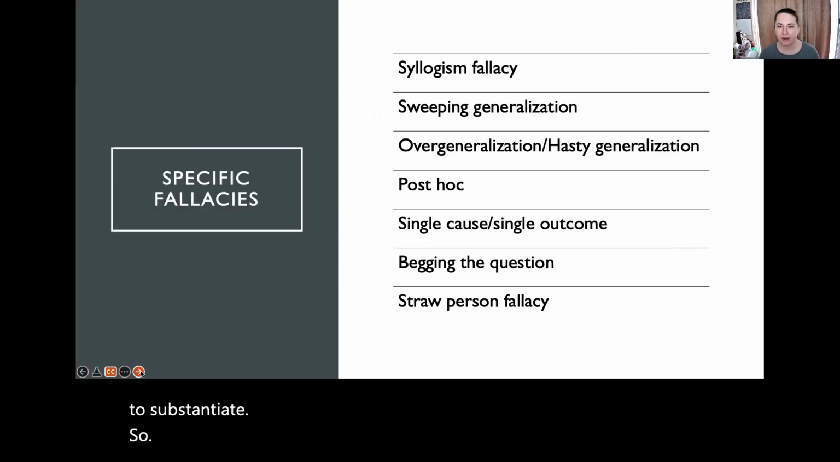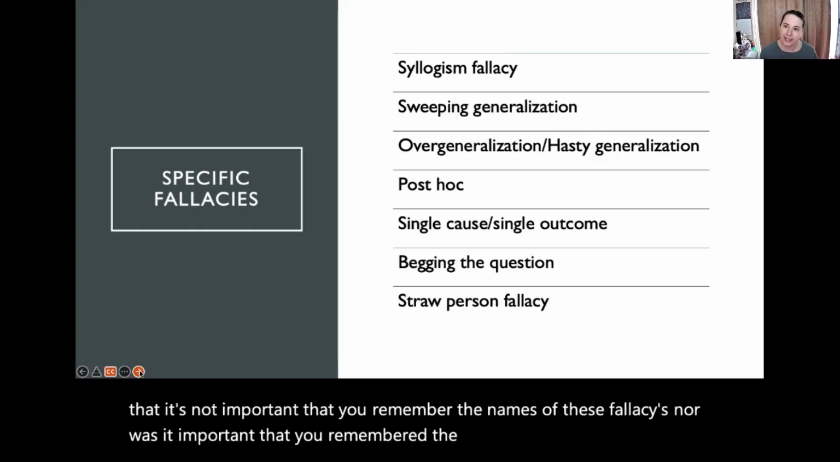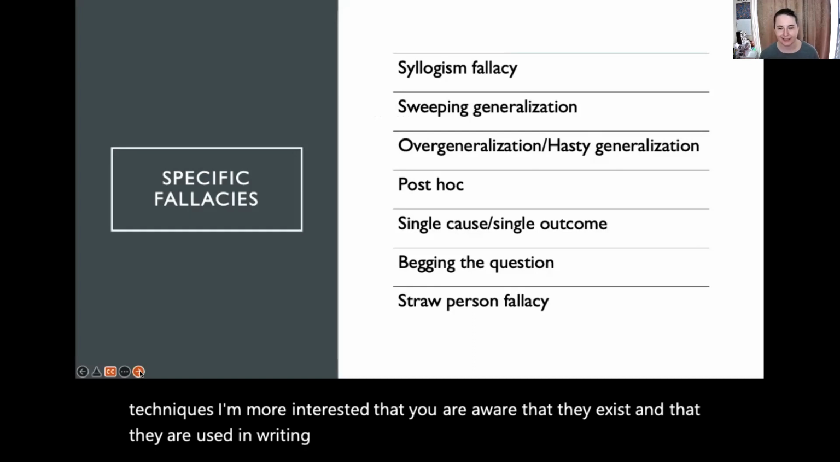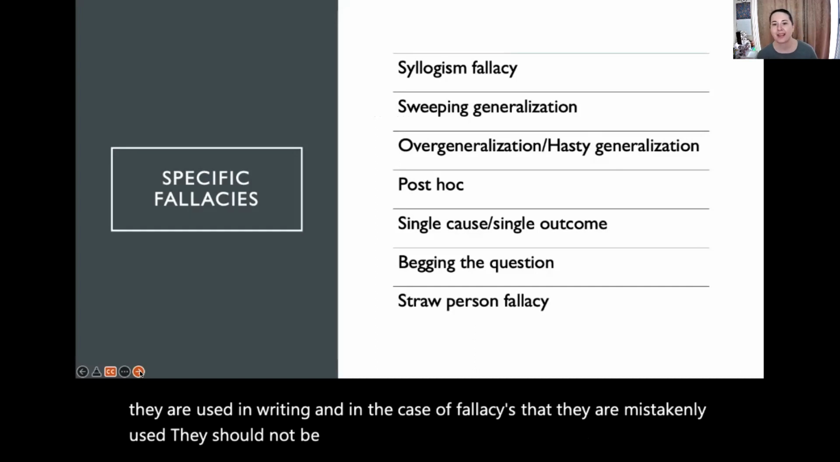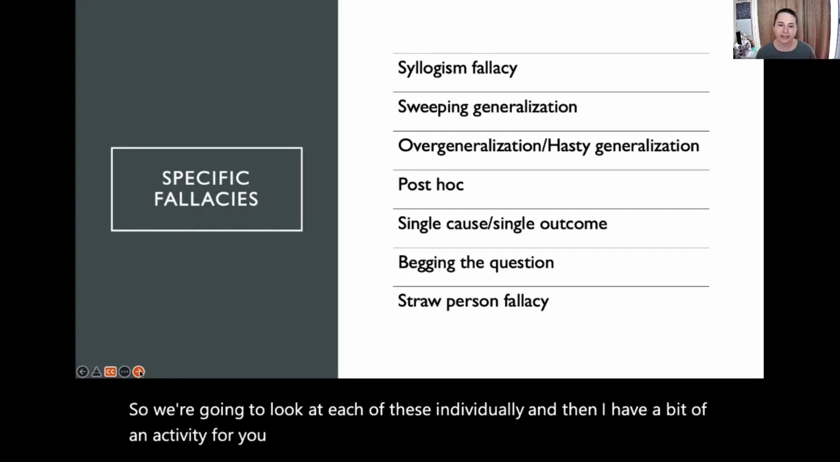So there are seven that I want to explain in further detail, but keep in mind that it's not important that you remember the names of these fallacies, nor was it important that you remember the names of the rhetorical techniques. I'm more interested that you are aware that they exist and that they are used in writing. And in the case of fallacies, that they are mistakenly used. They should not be used in your writing. So we're going to look at each of these individually, and then I have an activity for you to do to practice.